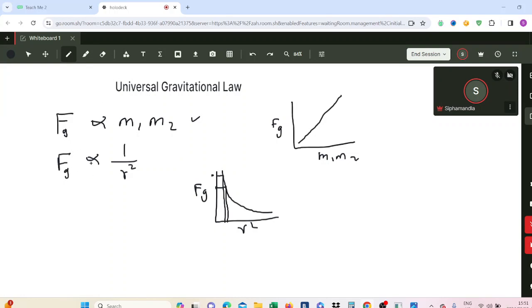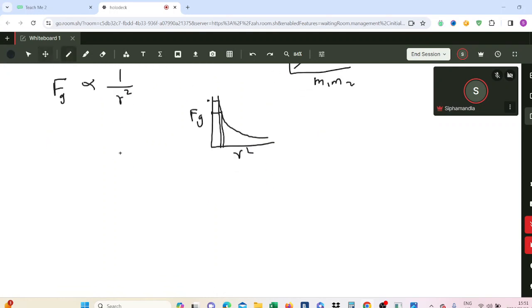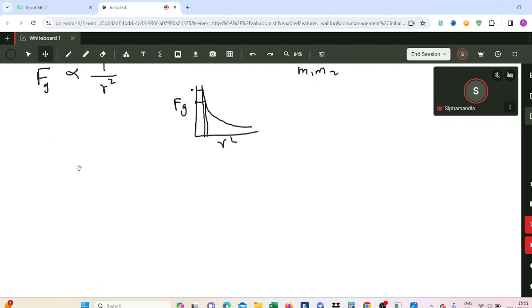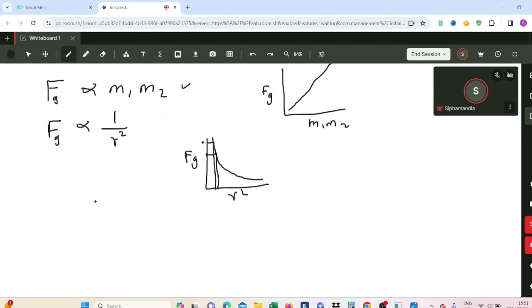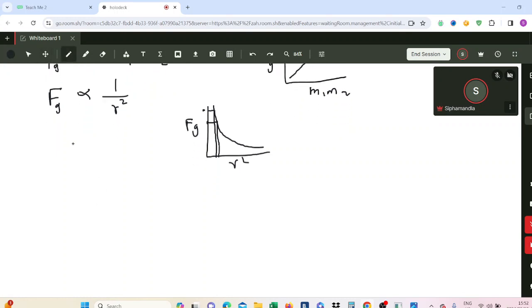Now let me draw this to be practical. Let's say we have two masses, because the universal gravitational law is based on two objects. We also call this force a non-contact force. Let's say I have the first object, which I will call m1, and the second object, which I will call m2.